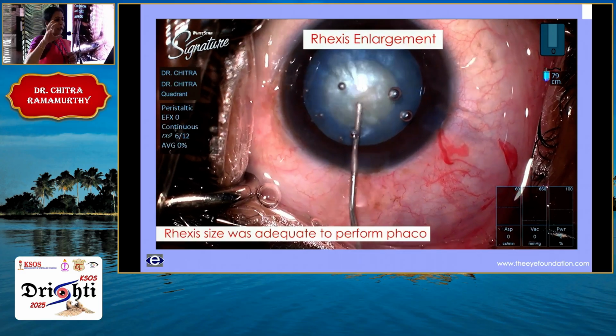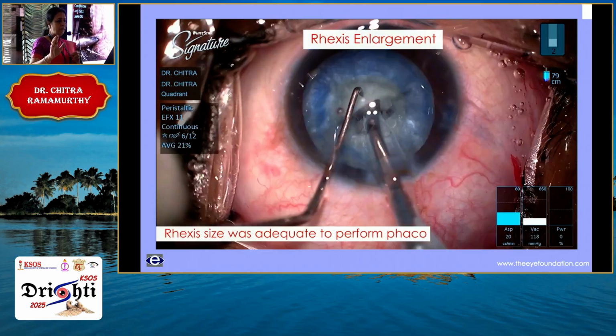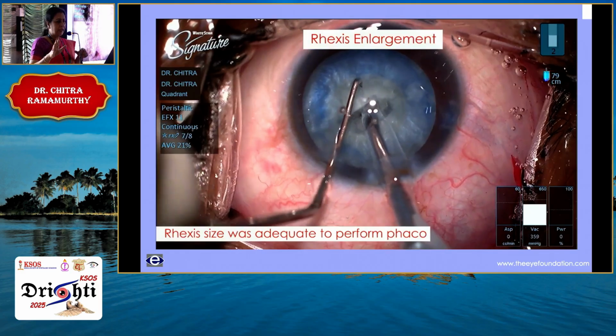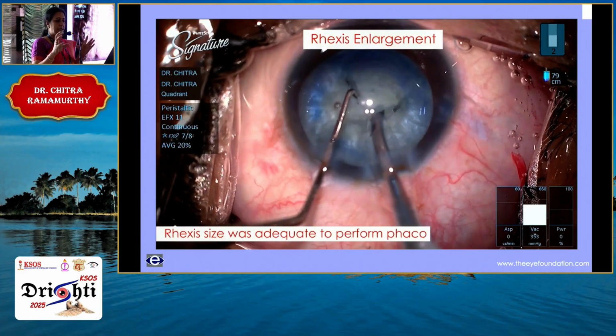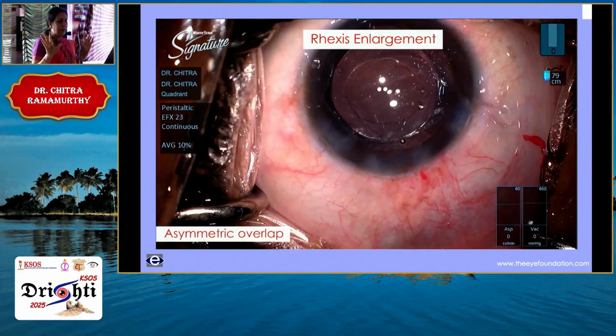Now, in this particular case, the rhexis was okay, not too large, and I have stained it and done the rhexis, but it is one kind of hard nucleus which is not leathery. And this sizing of the lens is quite enough to remove my entire cataract.